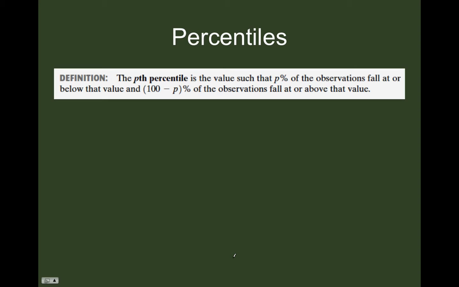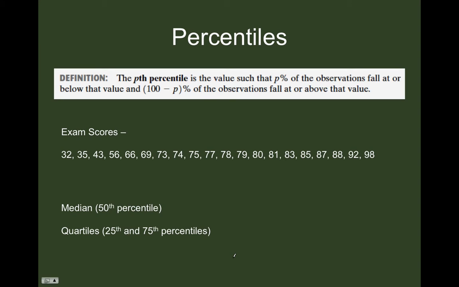All right, let's move on to a different idea here. Percentiles. And again, this is probably a term that you've heard before and maybe even understand completely, but let me read the definition. The pth percentile is a value such that p% of the observations fall at or below that value, and 100 minus p% of the observations fall at or above that value.